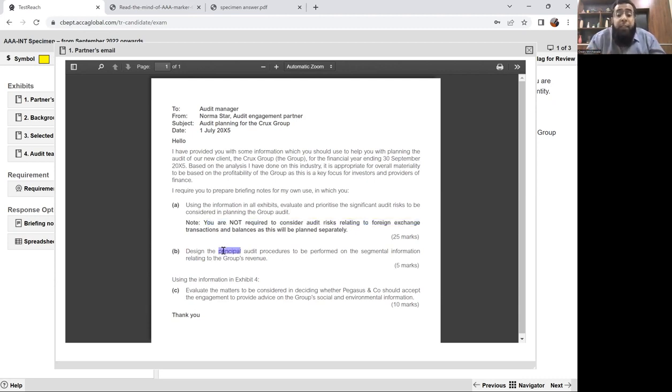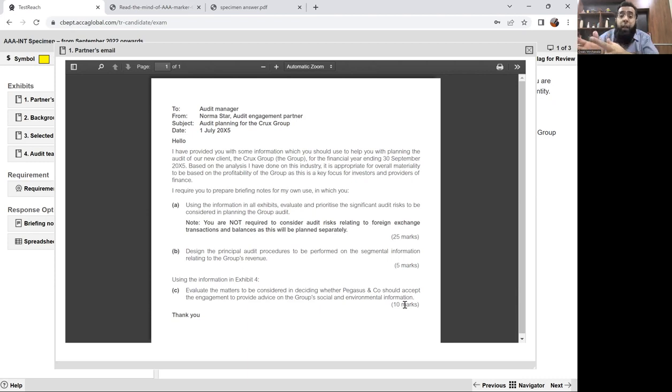Then part B, describe the principal audit procedures to be performed on segmental information relating to group revenue, 5 marks. And then, using the information in Exhibit 4, evaluate the matters to be considered in deciding whether Pegasus and Company should accept the engagement to provide advice on the group's social and environmental information, 10 marks. So 25 marks for audit risk, 5 marks for audit procedures, and then 10 marks for evaluating whether we should accept the engagement or not.